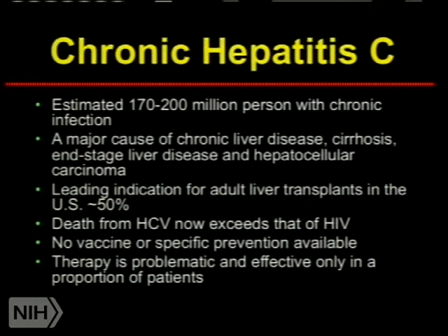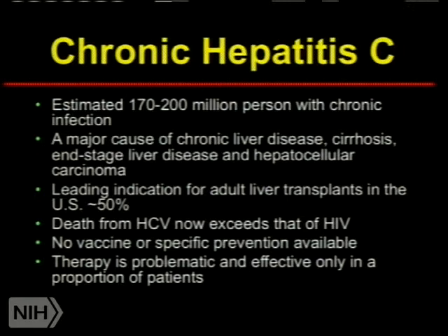Here in the US, it's the leading indication for adult liver transplants. And I'll show you some data now that death from hepatitis C now exceeds that of HIV. Unlike hepatitis A, there's no vaccine or specific prevention available, and therapy is problematic and effective in only a proportion of patients. But therapy for hepatitis C is rapidly improving, and we can now achieve cures in about 90% of individuals, and I'll show you some of that data later in the talk.